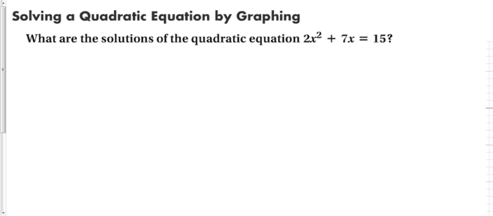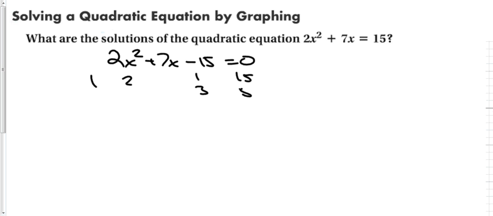To solve it by graphing, first set it equal to 0. So we would have 2x squared plus 7x minus 15 equal to 0, and then I'm going to plot it. I could try to factor this, and I can actually factor this expression. I see the factors of 2, 1 and 2, the factors of 15, 1 and 15, and 3 times 5, to get them to subtract to 7.